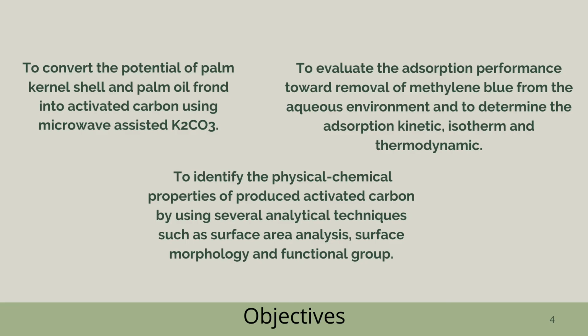There are 3 objectives to be achieved in this experiment. The first one is to convert palm kernel shell and palm oil frond into activated carbon using microwave assisted by potassium carbonate. The second one is to identify the physical and chemical properties of the produced activated carbon by using several analytical techniques such as surface area analysis, surface morphology, and also functional group. The third one is to evaluate the adsorption performance toward removal of methylene blue from the aqueous environment.